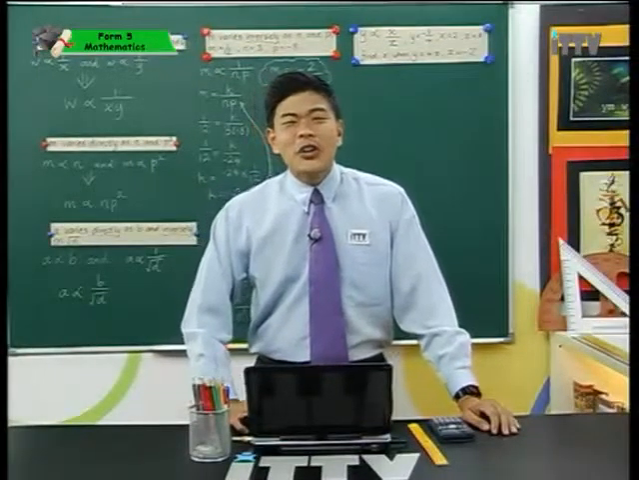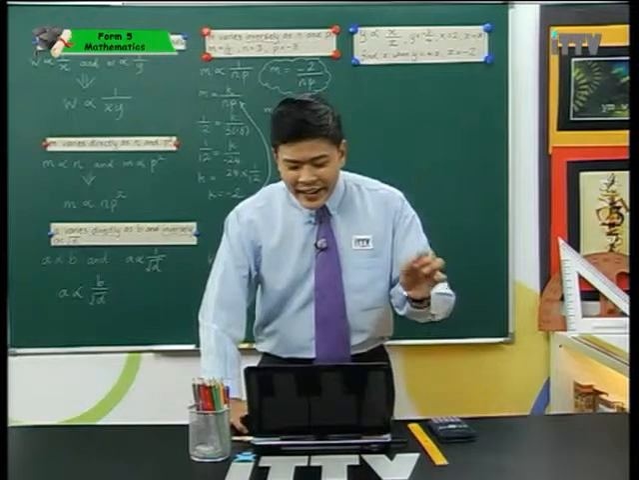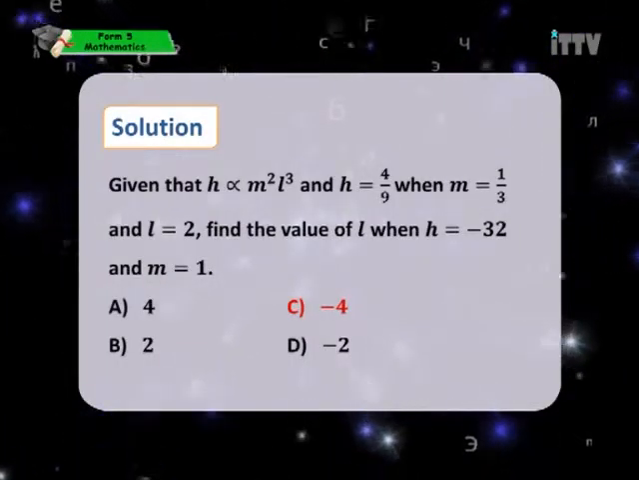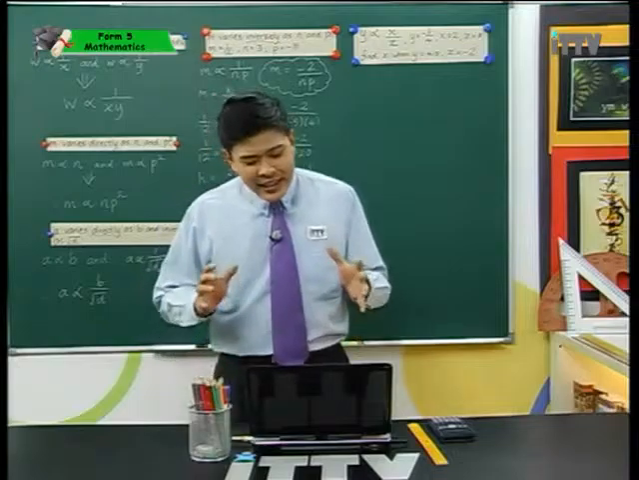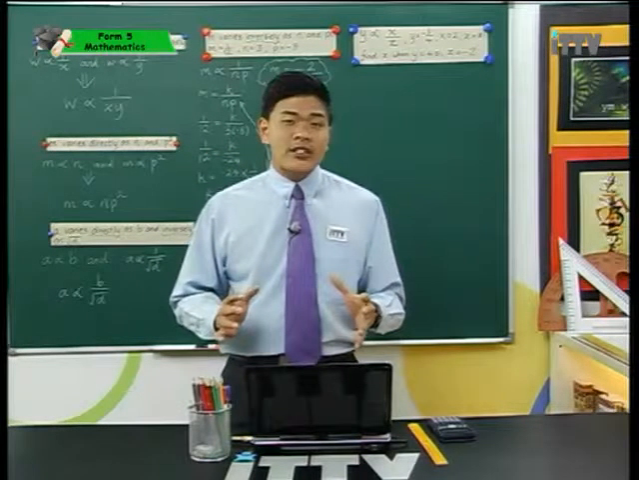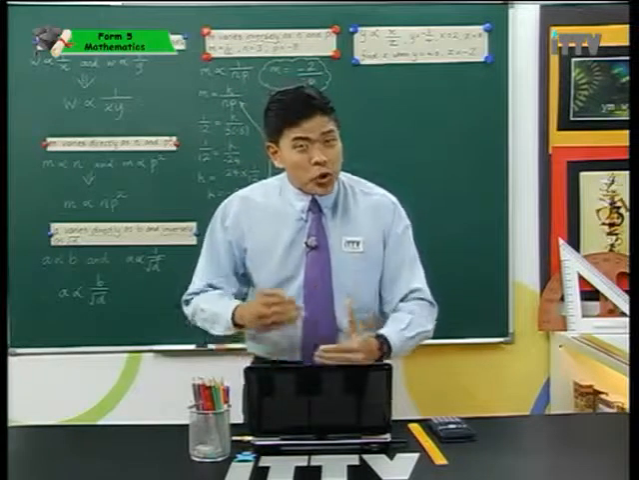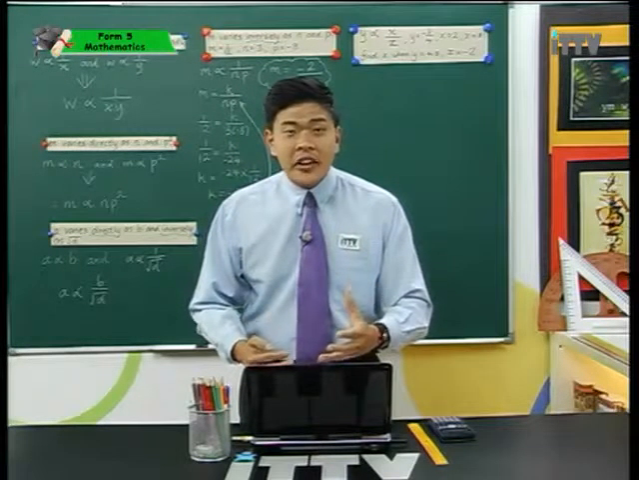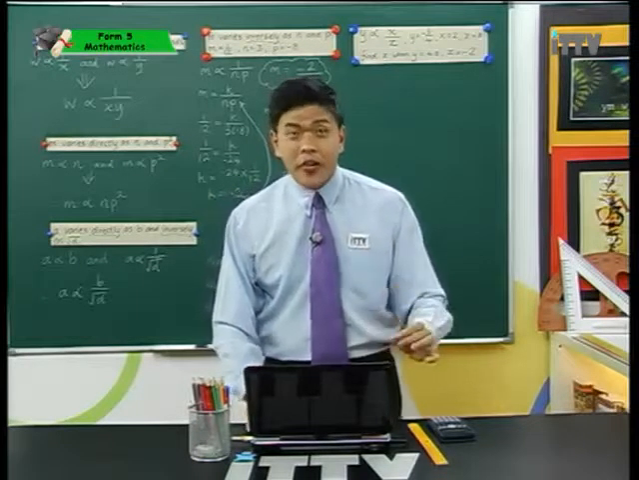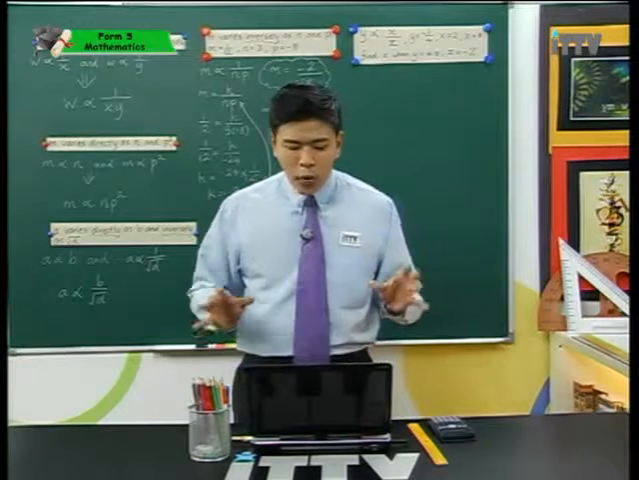Alright, so now let's take a look at what the answer is. The answer is C, negative 4. So how do you actually come to C? The same steps. Remember, the pattern of questions is always the same. Always go through the steps, get the constant of variation, and put it back in the equation before getting the missing variable. Alright, so let us go through one more question.